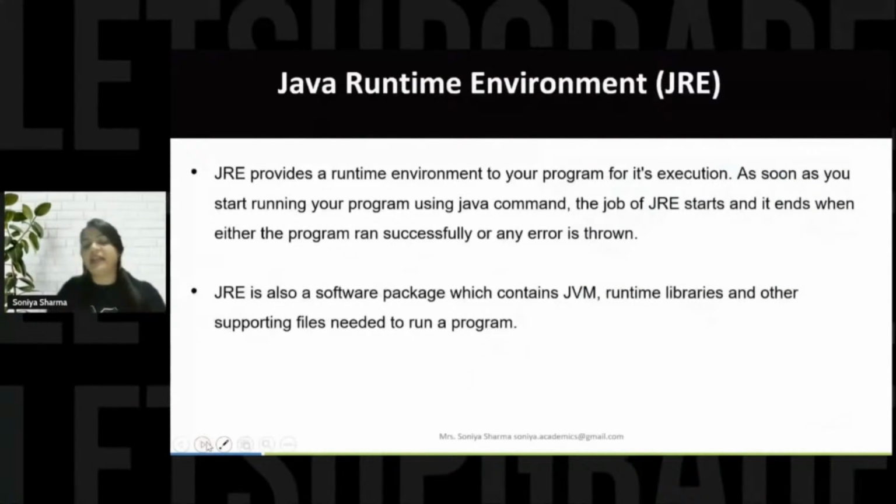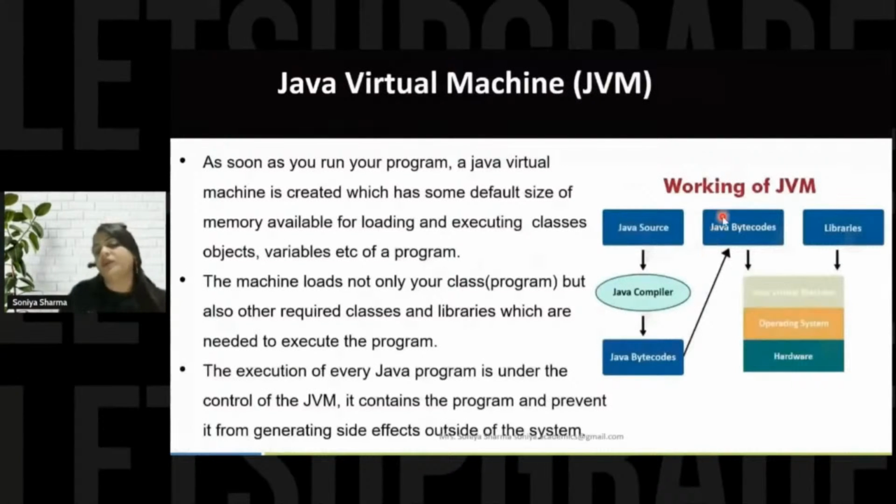I have given the detailed explanation about the JVM. JRE provides the runtime environment for your program to execute, and JVM is inside that JRE. The job of JVM: your Java program is taken by the Java compiler, which generates the bytecode, and the JVM takes the bytecode and the libraries required to execute a program, runs your program and gives you the output. This is the work of JVM.